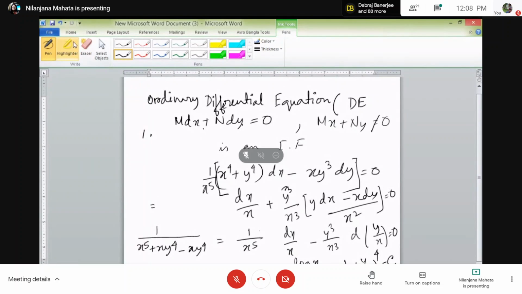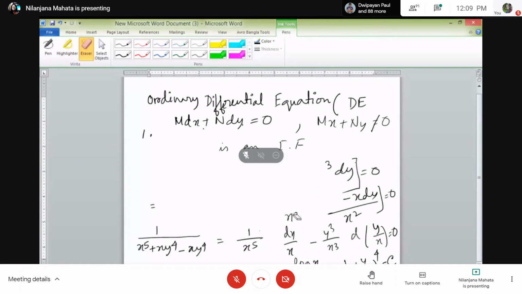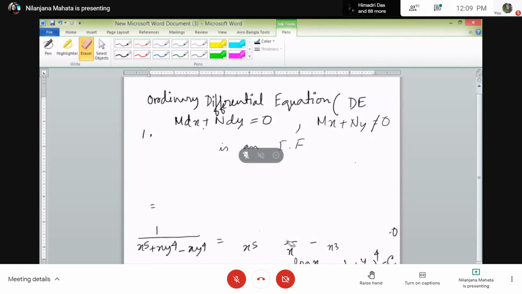Okay. There are some problems given in the PDF in the exercise section. So you may find some problems which are suitable for rule number one. That is for rule number one. So next I will go for rule number two.